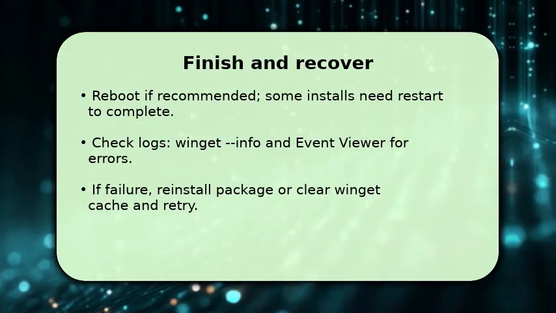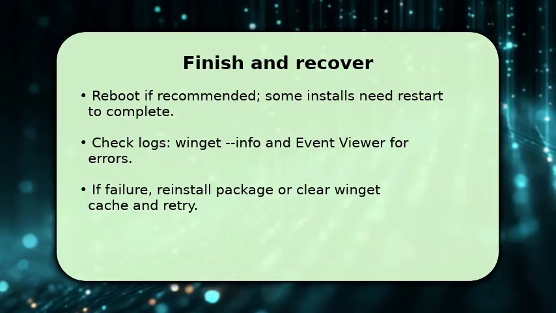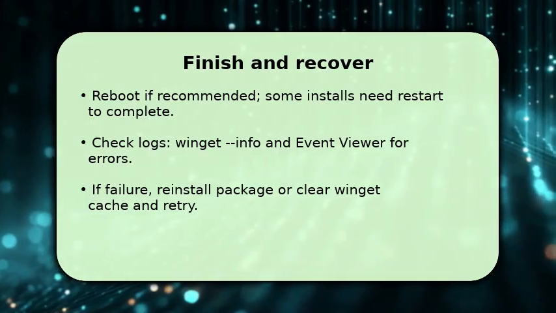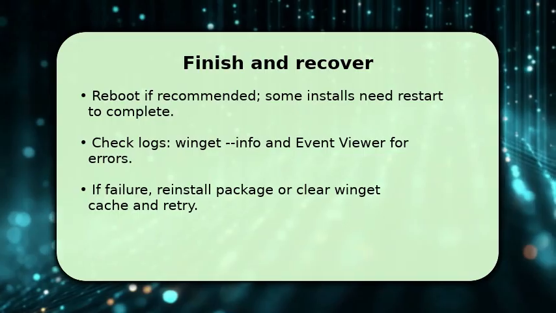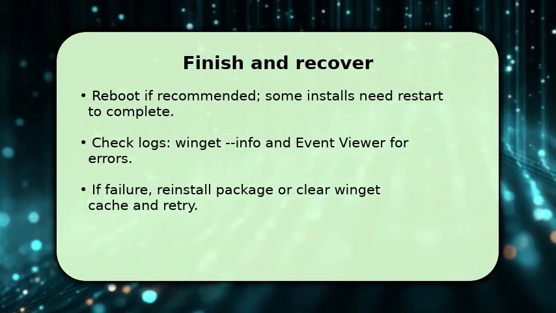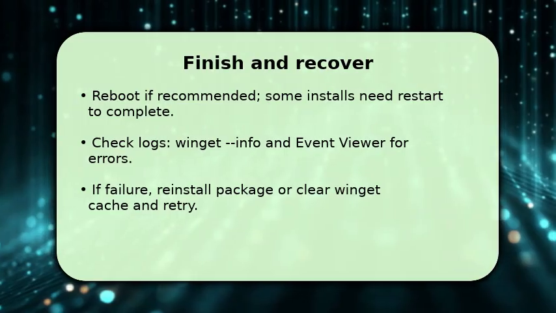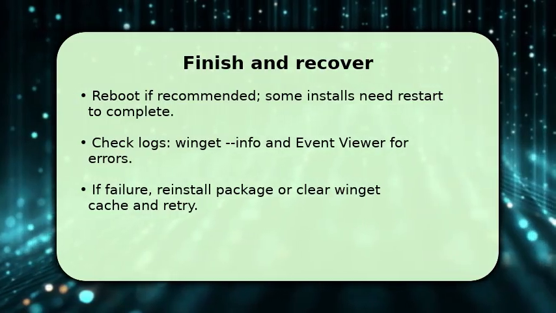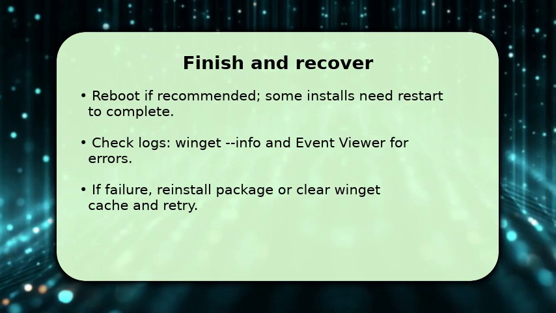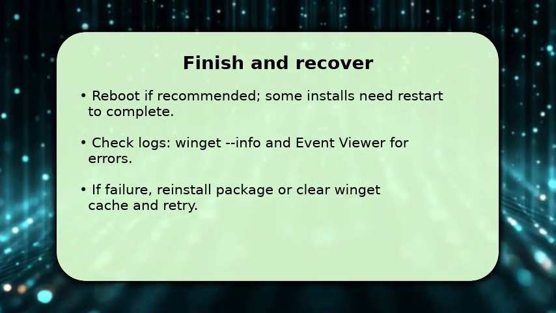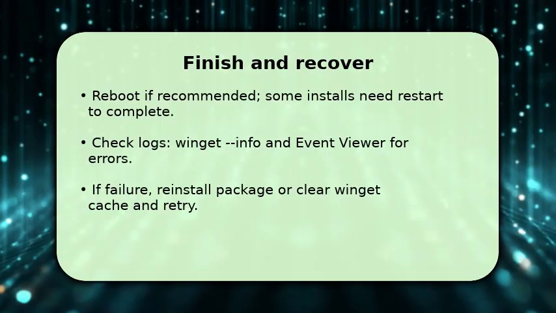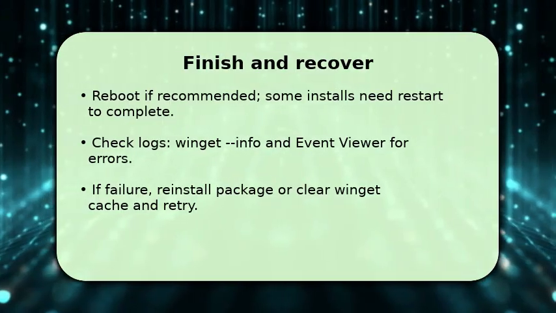Next, check winget info and system logs for non-zero exit codes. This tells you why something failed. If an app failed to update, try winget uninstall, then winget install with the package ID, or clear the Winget cache and repeat the upgrade. That single troubleshooting tip, reinstall the problematic package, often resolves inconsistent states caused by interrupted installers.